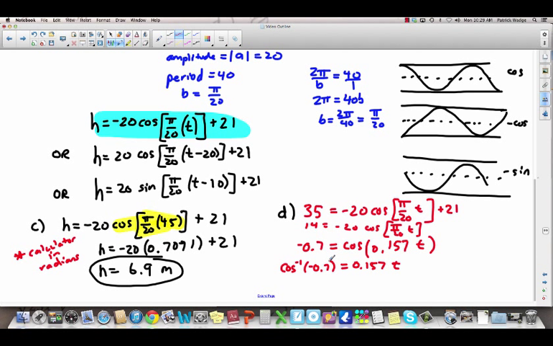So take the inverse cos, shift cos or second cos or whatever it's called in your calculator, of negative 0.7, and I get 2.35 equals 0.157 t. And then if I divide both sides by 0.157, I will have my answer, and I get the answer 14.9. So after 14.9 seconds, the height of the Ferris wheel will be 35 meters.